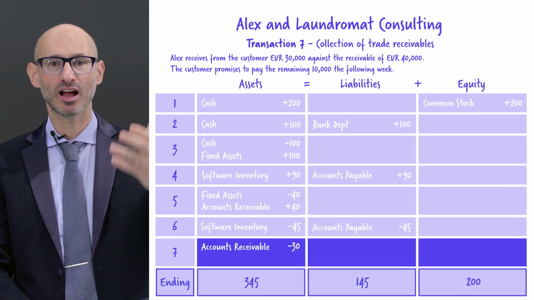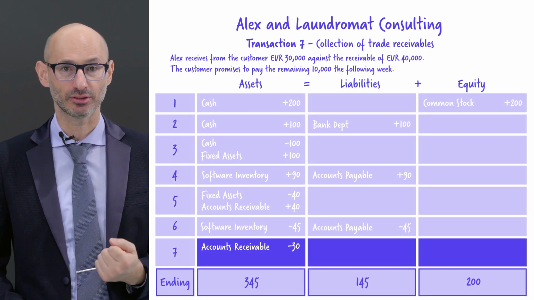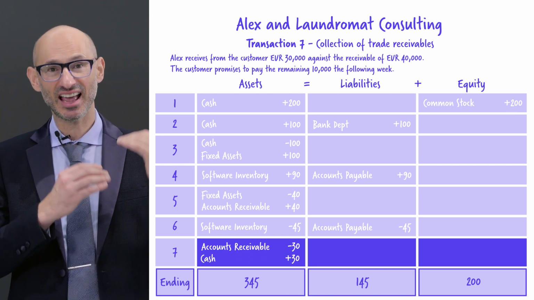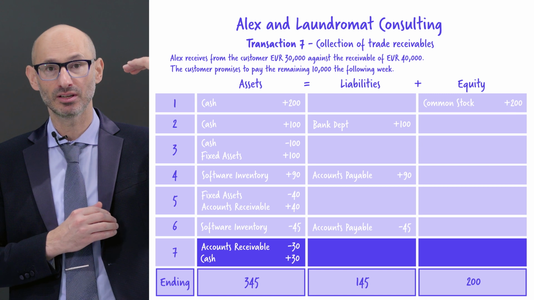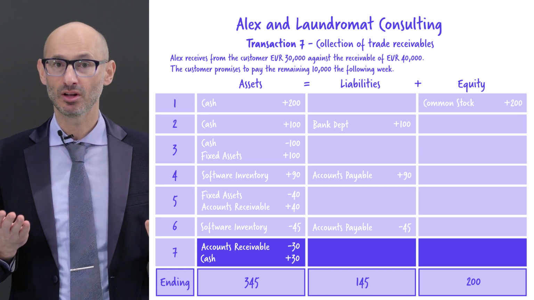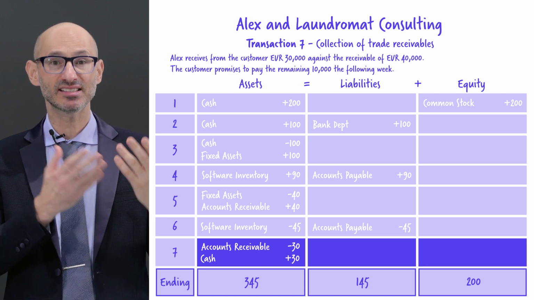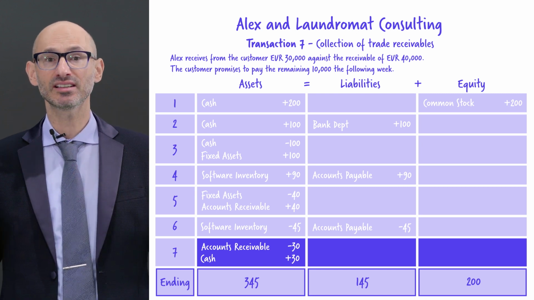We reduce our accounts receivable balance by $30,000. And at the same time, given that we got paid, we increase the cash balance by $30,000. The equation still balances. One account under assets decreases, while another account under assets increases. It is all still the same.